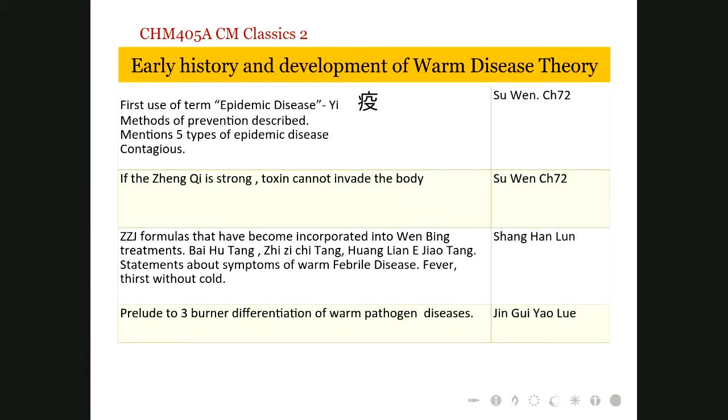And later on, in the Shanghan Lun, you also have specific formulas that can be used to deal with Wenbing, such as I mentioned already, White Tiger Decoction, Chengqi Decoction, as well as Zhizi Chi Decoction. And here we also deal with the late stage of warm disease, where yin deficiency is dominant and there is still remaining heat in the body. We can use Huanglian Ejiao Decoction, etc. Now, in the Jingui Yaolue, they also have a lot of warm disease-related conditions that can be resolved.